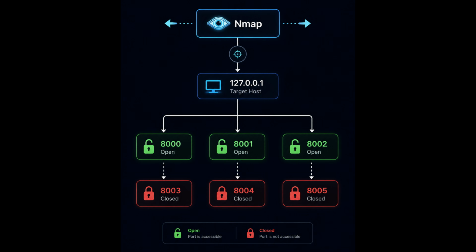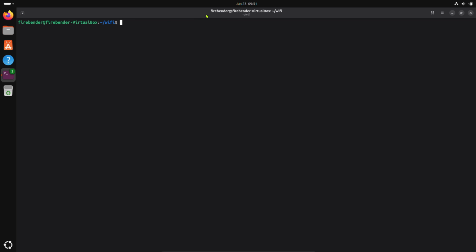In this example, ports 8000, 8001 and 8002 are open because applications are actively listening on them. On the other hand, ports 8003, 8004 and 8005 are closed because no service is running on these ports. Based on the responses it receives, Nmap can determine which ports are open and which are closed. Now let's see the process in action.